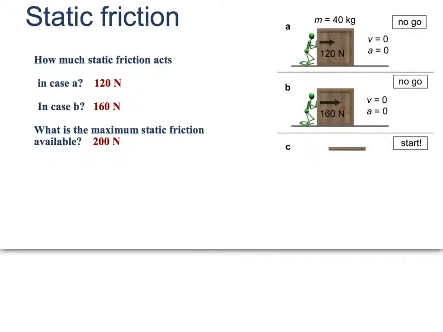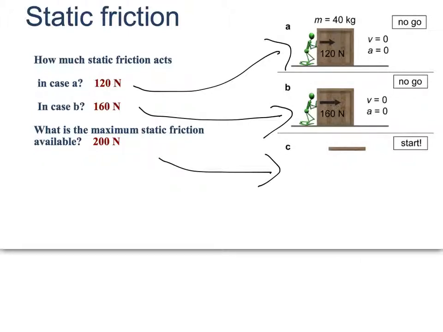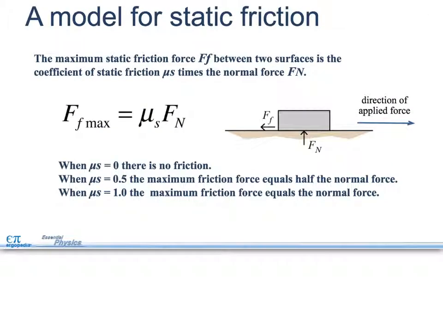Here's this again. How much static friction acts on this? In case A, we said it was 120 newtons, and this is 160 newtons, and this is going to be apparently 200 newtons, and it's probably going to mess up on us still. Nope. So static friction is going to be F max. This is the maximum amount of static friction before it starts to move. Now we have μs instead of μk, and it's the same normal force.